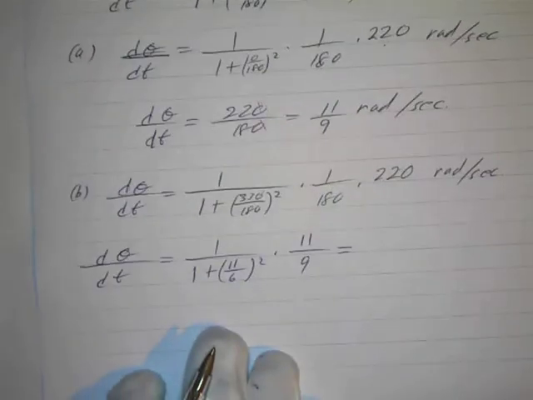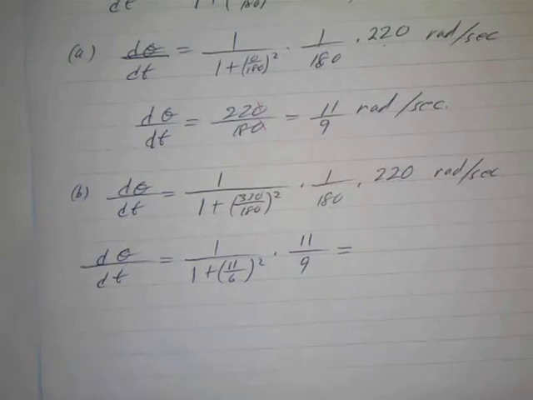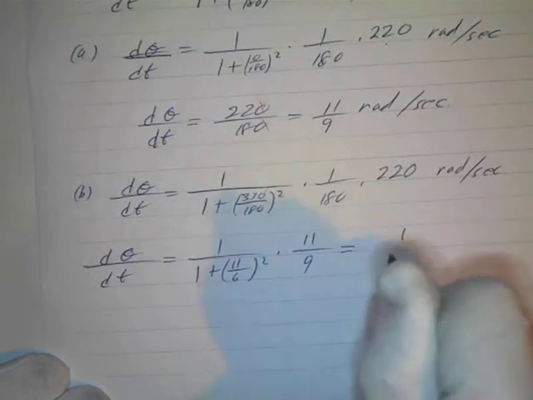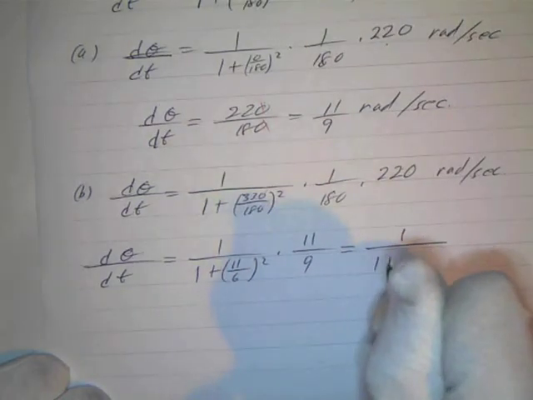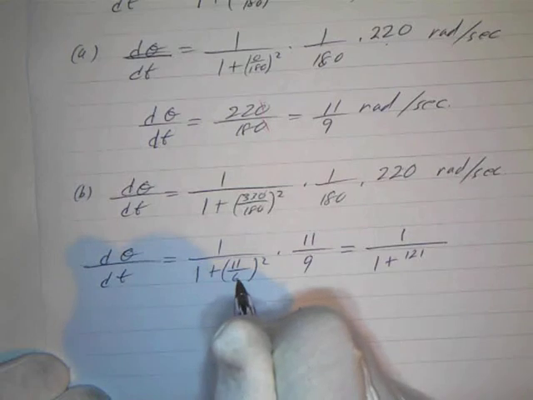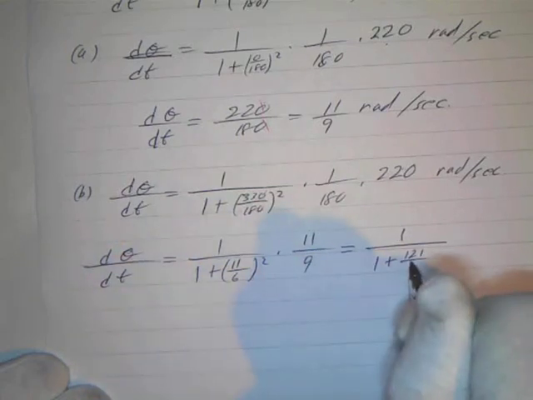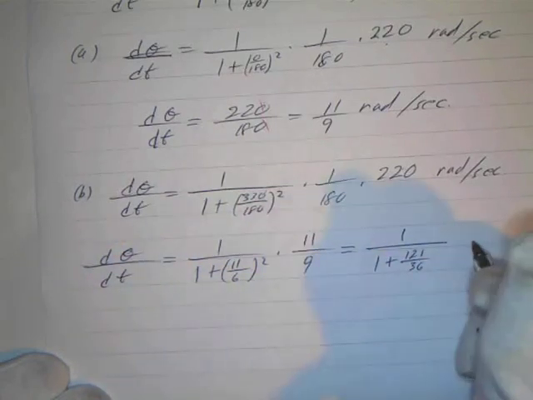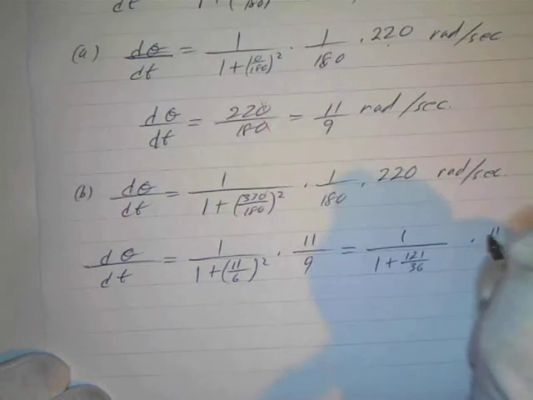So how do we deal with this? Well, not much to do there, is there? Not much I can do. Yeah, just have to square it out. So I've got 1 over 1 plus, and then 11 squared is 121, and 6 squared is 36. And that's going to be times 11 over 9.